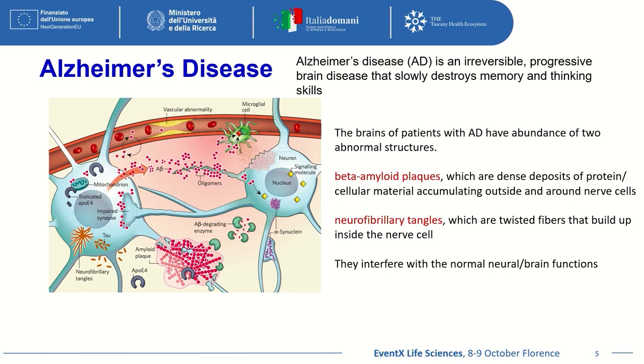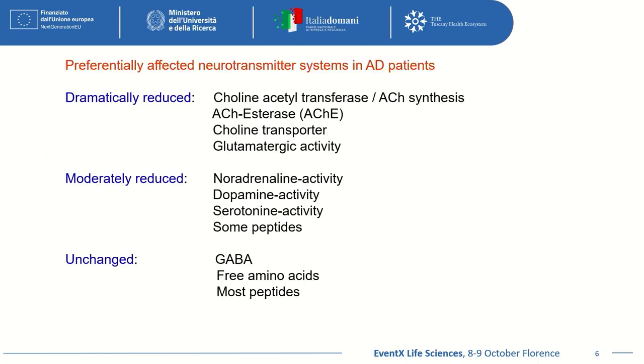And what is typical for this disease are these structures. These two structures that I show here, one is called beta amyloid plaques. They are formed outside the cell and they contain a protein called amyloid beta with other materials, cell debris, and similar things which accumulate around the cells. Whereas the second structure is called neurofibrillary tangles. They are formed inside the neurons. They are twisted fibers that build up inside these nerve cells, and both of them interfere with the normal function of the brain.